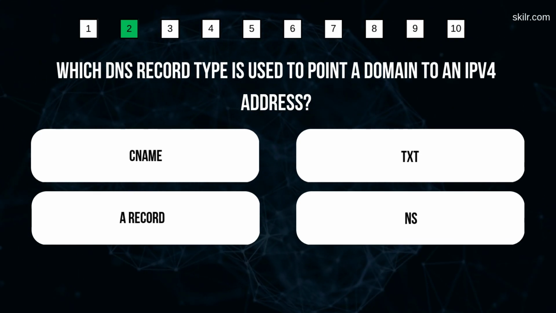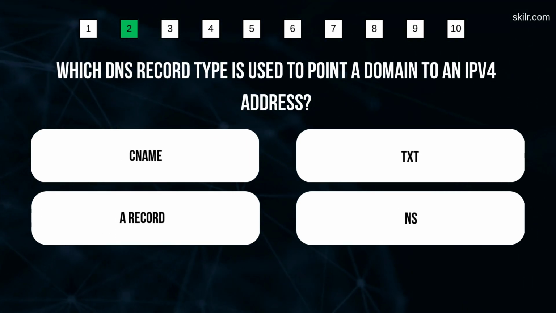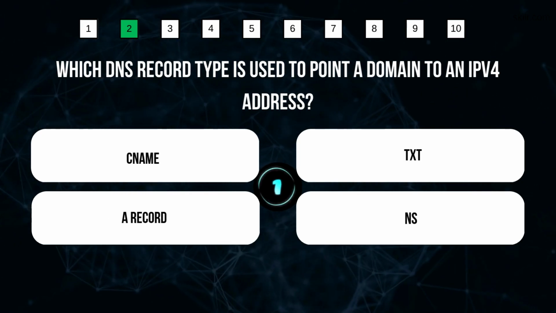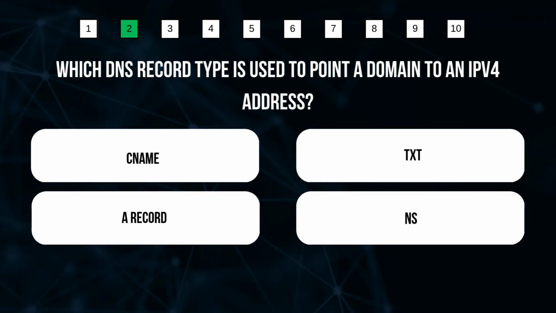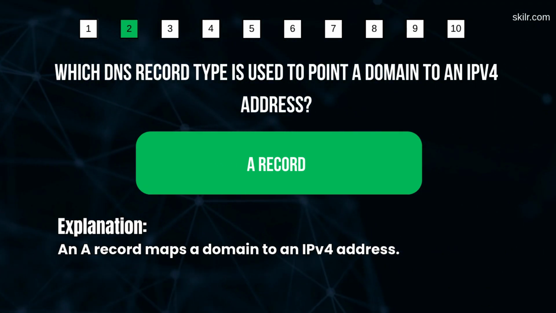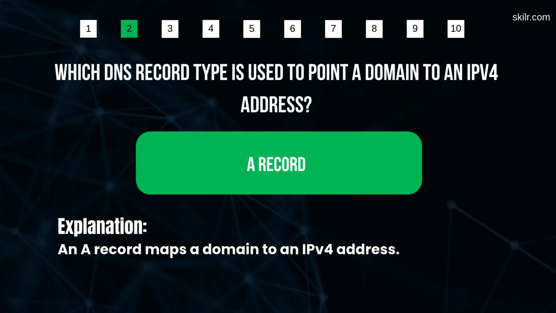Question 2. Which DNS record type is used to point a domain to an IPv4 address? The correct answer is A record. An A record maps a domain to an IPv4 address.